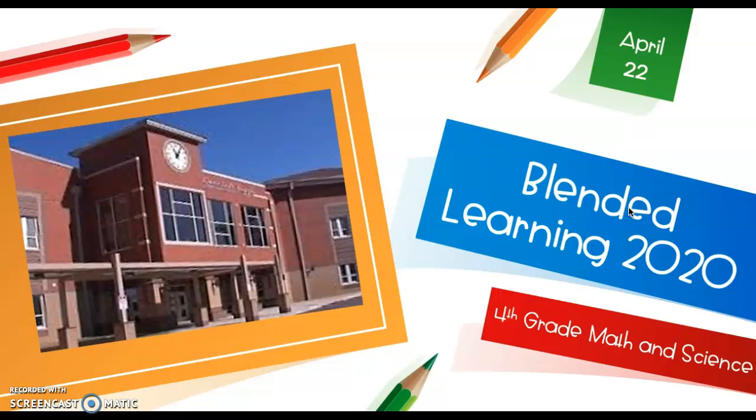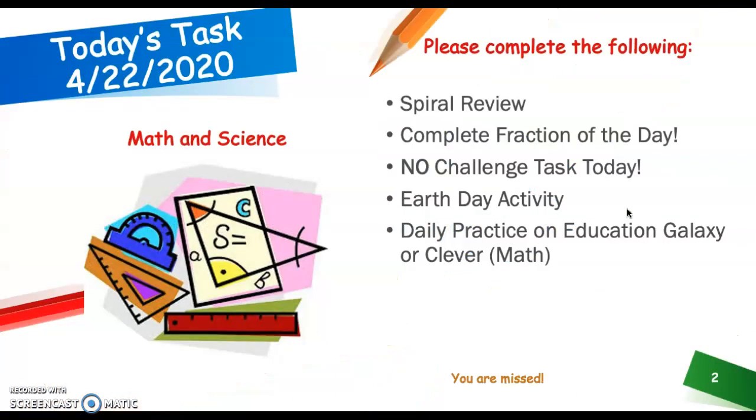I want to go ahead and get started with our lesson, Math and Science, for today. All right, so today you have some tasks I want you to complete. You're going to complete your spiral review that you've been doing. You're going to complete your fraction of the day. There's no challenge task for today because I want you to do something a little different for science. You have an Earth Day activity, and I can't wait to explain it to you. And also some daily practice on Education Galaxy or Clever. And I have been writing down the names of the students who have been doing that, and you will receive some extra points at the end of the week.